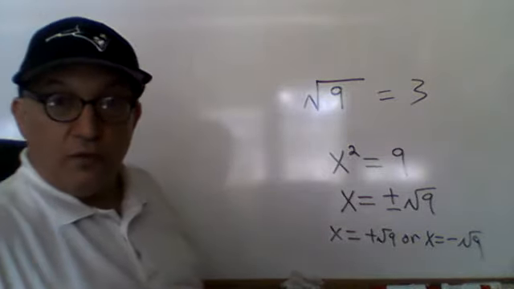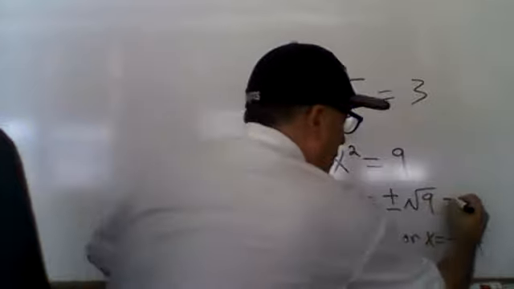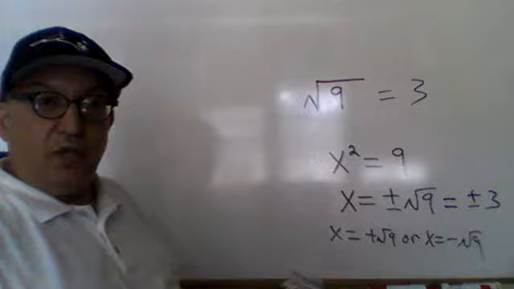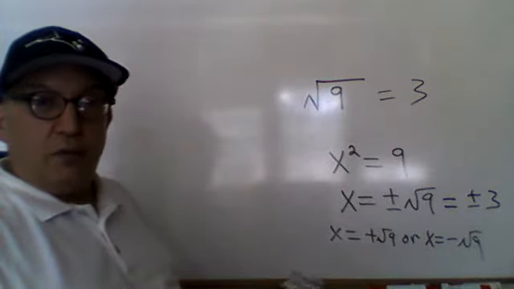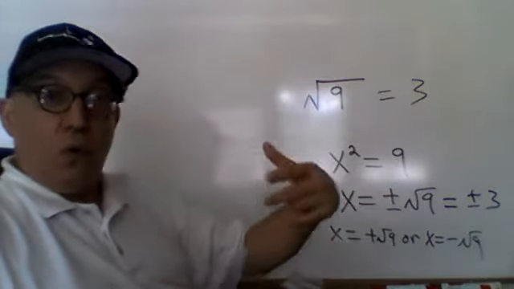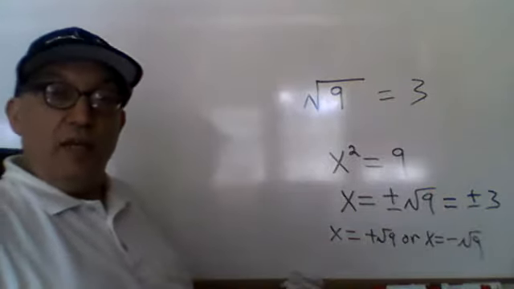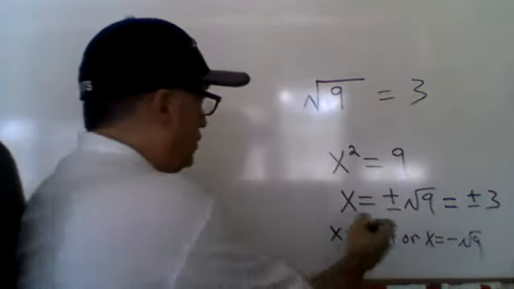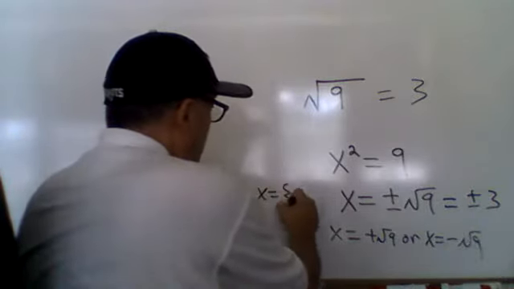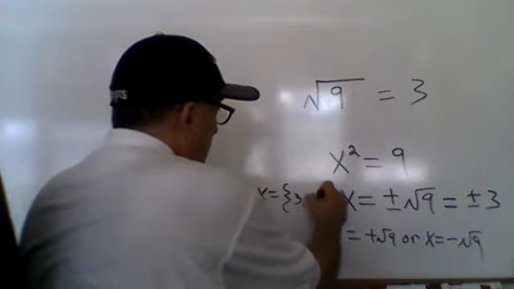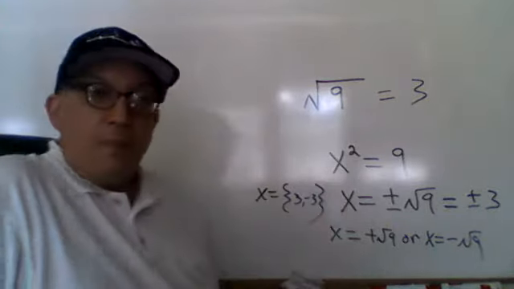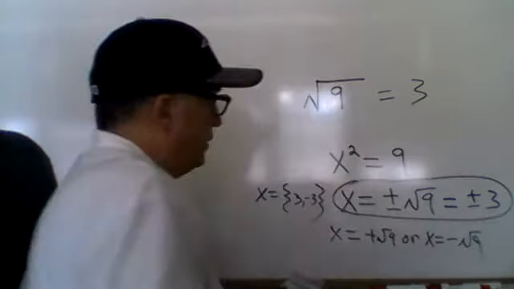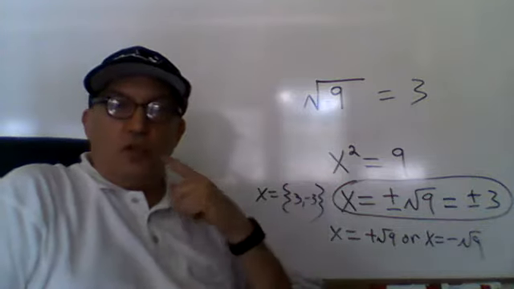Now, the square root of 9 happens to be 3. So we can further simplify and say that X equals plus or minus 3. X is positive 3, or X could also be negative 3. Two solutions. I suppose going back to our set notation, we could say that X equals this set of numbers, 3 or negative 3. You can do it that way as well. This is probably going to be the preferred way that we'll write the two solutions to that equation.